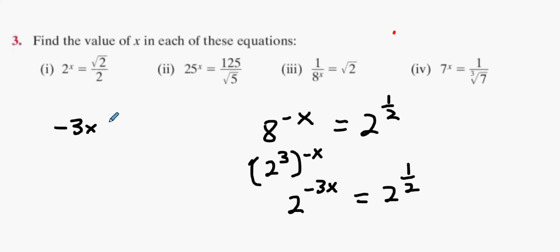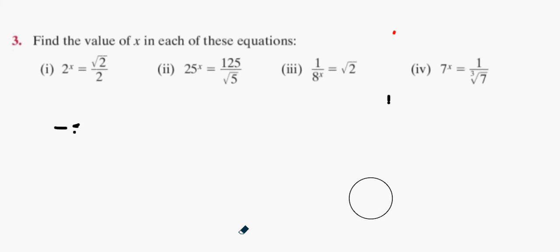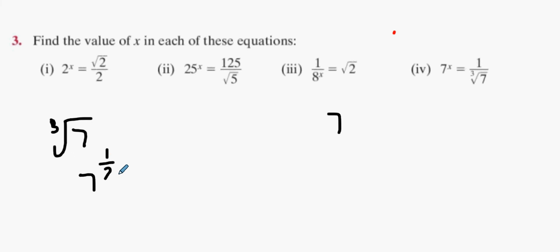Now what can I say? Minus 3x equals a half. And then x will equal minus a sixth. You can multiply both sides by minus and then divide by 3. We all good? Alright. Now, last part of 3. What did we say we can convert this into? The cube root of 7. 7 to the power of a third.